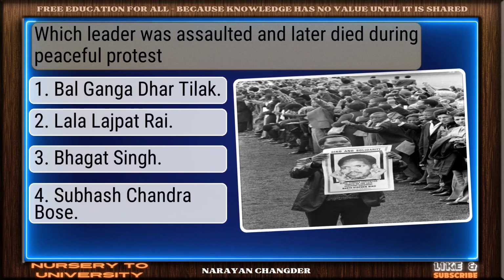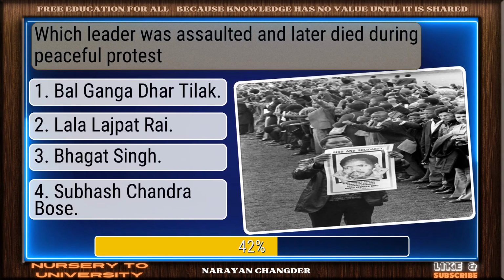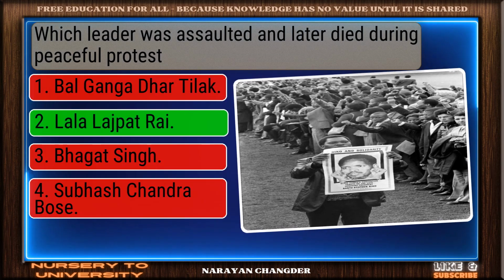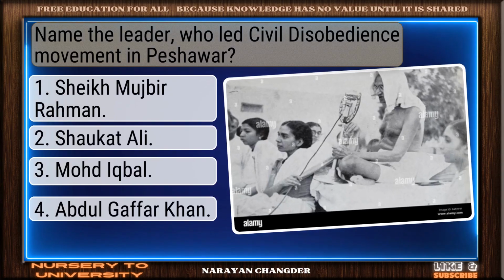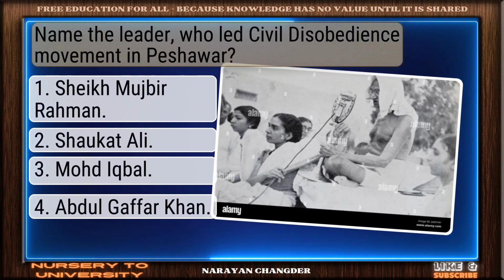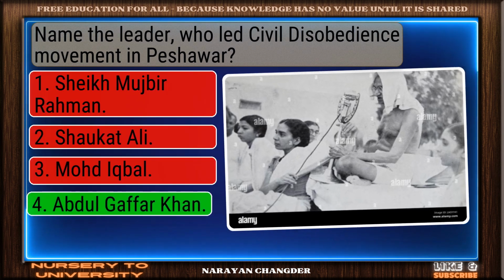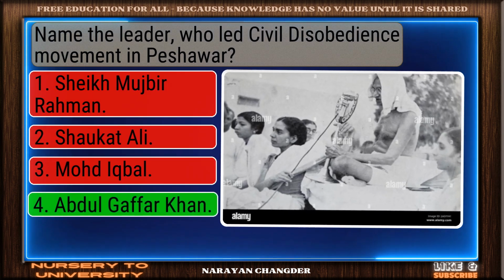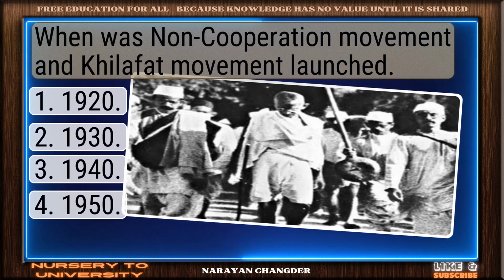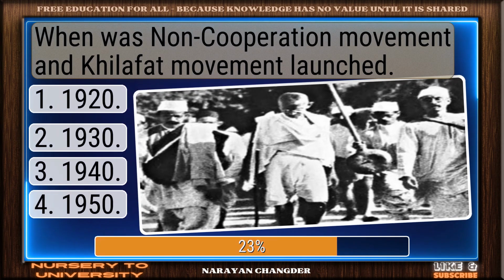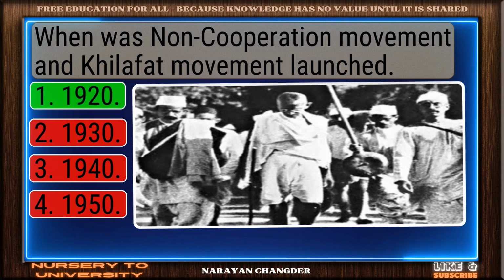Which leader was assaulted and later died during peaceful protest? You're right. Lala Lajpat Rai is correct. Name the leader who led civil disobedience movement in Peshawar. Good thinking. Abdul Ghaffar Khan is right. When was non-cooperation movement and Khilafat movement launched? Right choice. 1920 is best.